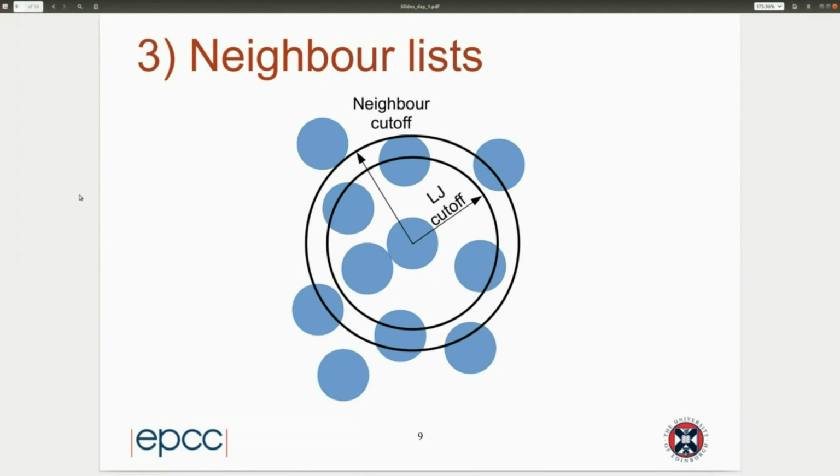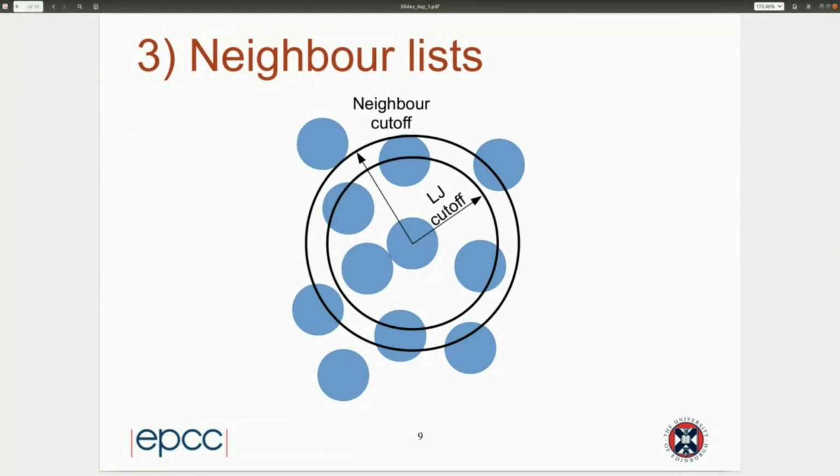However, in choosing that cutoff, you need to make sure that a particle outside of your interaction range, i.e. outside of your Lennard-Jones cutoff, doesn't come into your Lennard-Jones cutoff without you being made aware of it. So you need a neighbor cutoff which is large enough so that particles can't sneak in without you having calculated them. Or you can set your time step for how often you update your neighbor list to be such that that doesn't happen. Otherwise, you're no longer simulating anything that's physically relevant.